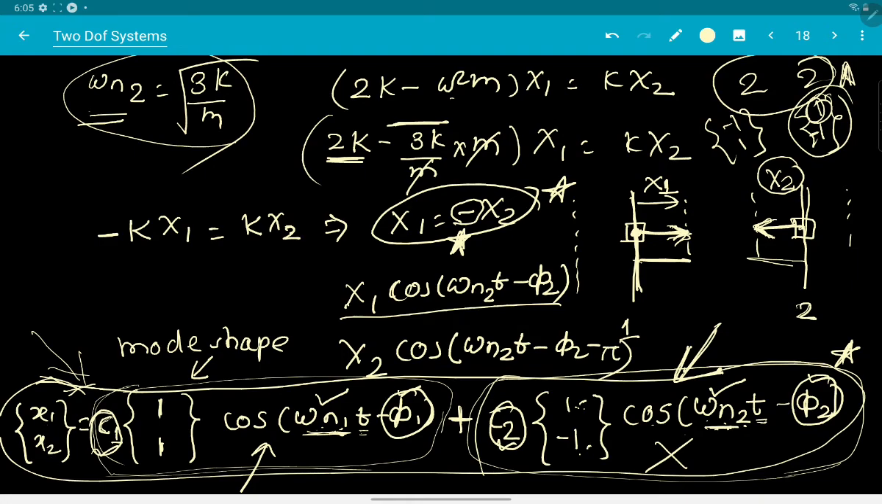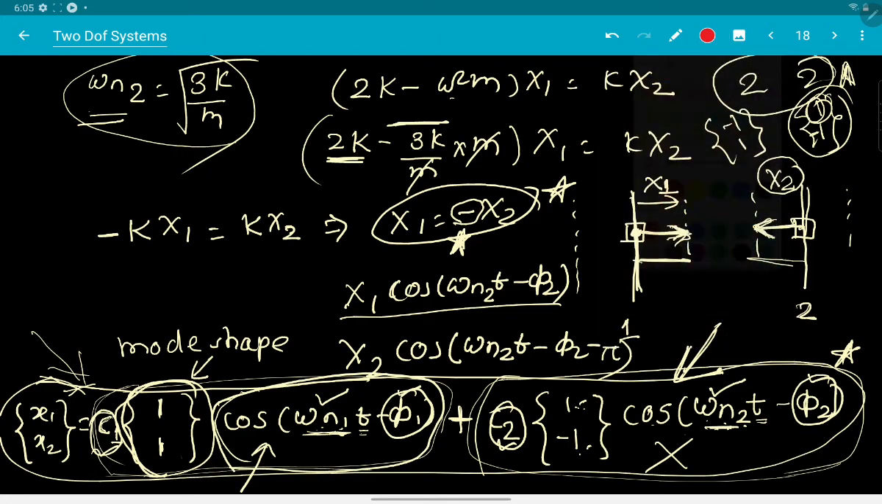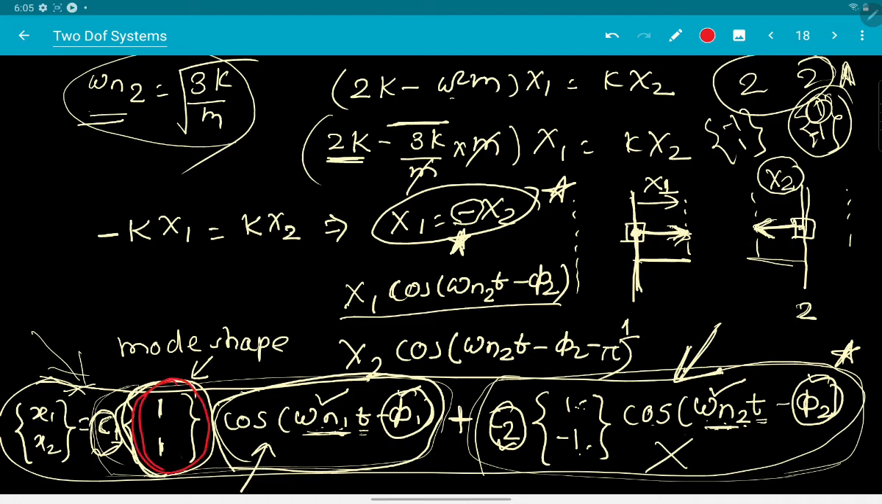That generic displacement vector is what? It is a weighted combination of two eigenvectors multiplied by corresponding time functions. So the first eigenvector, which is 1 minus 1, has its corresponding time dependence, let me highlight this with red. This is the first eigenvector, and it has a fixed time dependence, which is this one.